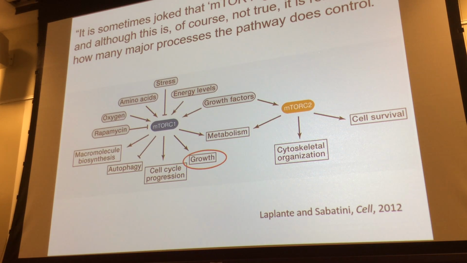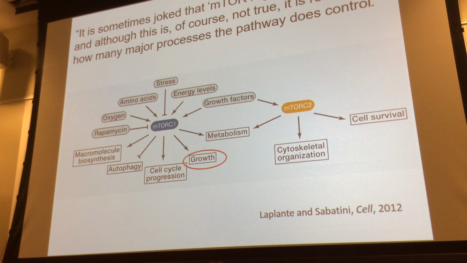What Sabatini said here, and I sometimes joke, is that mTOR regulates everything. Of course, this is not true, but it is remarkable how many major processes it has to control. Here is just a brief introduction of what mTOR-C1 can do. You can already tell that there's a C1 and a C2. C stands for complex. There's mTOR complex 1 and mTOR complex 2.